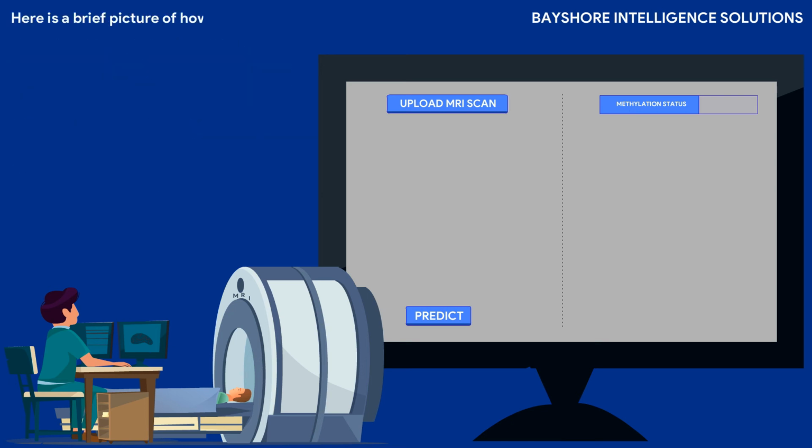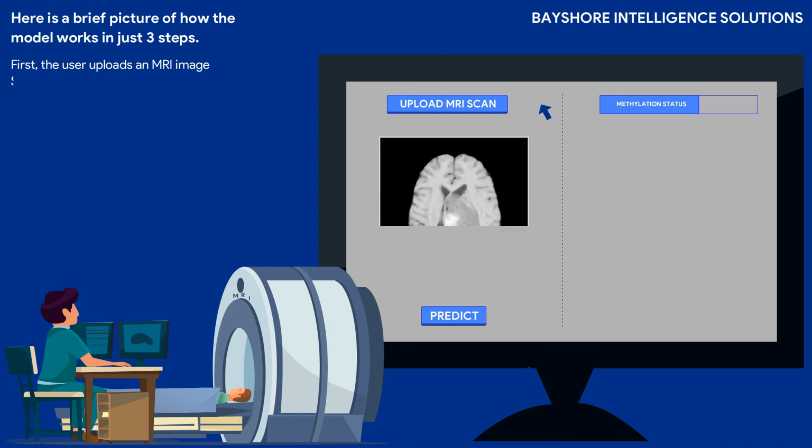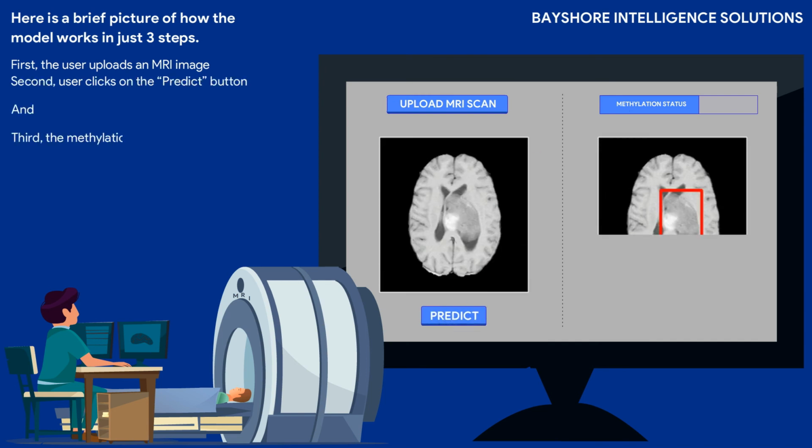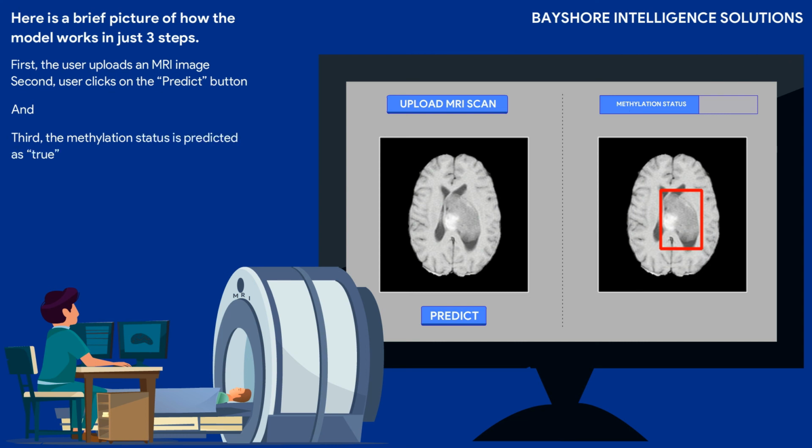Here is a brief picture of how the model works in just 3 steps. First, the user uploads an MRI image. Second, the user clicks on the Predict button. And third, the methylation status is predicted as true or false, and also the detected tumor is clearly outlined. Please note, the model also suggests the prognosis for the given patient.